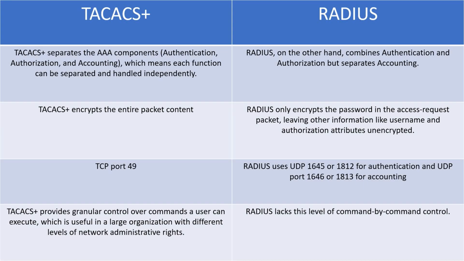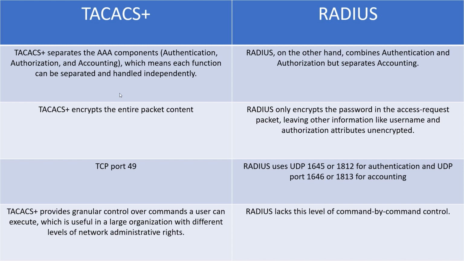Okay, so in today's video we'll look at TACACS and RADIUS. Both are used for authentication, a centralized authentication system when you have multiple network devices and you want to centralize user authentication. And we have basically two protocols, TACACS and RADIUS. So these are the main differences between TACACS and RADIUS.